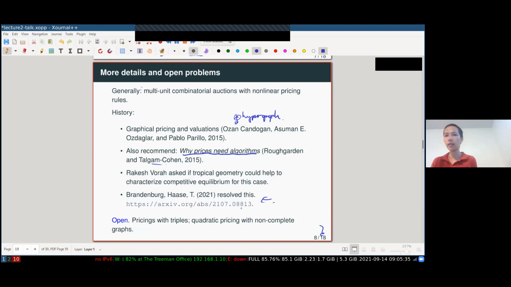So yeah, our paper is here. What's open is pricing with triples, or in general, hypergraphs, and the other thing is quadratic pricing with non-complete graphs. We have a family of examples for at least 4 agents and at least 4 items, but that's not to say that if you have a non-complete graph, then competitive equilibrium would always fail. It's that you can construct a bad case, and it's not clear to me how often this bad case occurs, and whether it's worth worrying about is another matter.